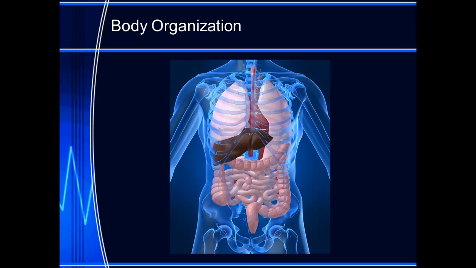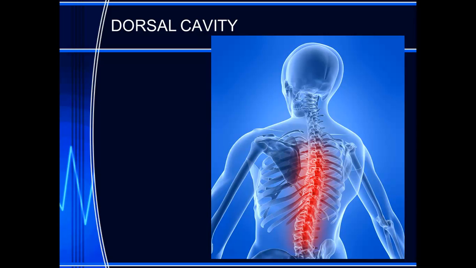And when we look at the human body, it's not unlike that in the sense that we have reference points of our body organization and identified cavities in which we can find certain organs that are parts of different systems. The dorsal cavity of the body includes the brain as well as the spinal column.